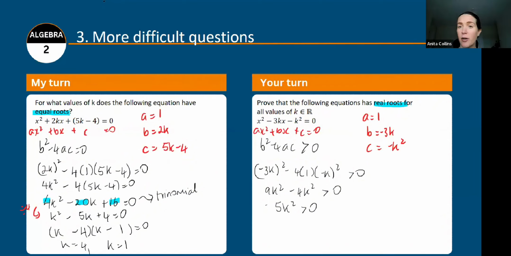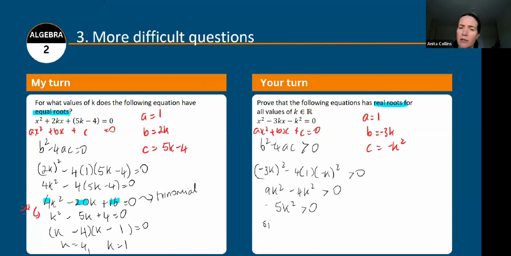Okay, if you've got this far, you've got most of the marks in an exam question. We're asked to prove that it has real roots. So we're being asked to prove that the discriminant is greater than 0. In order to get this far, you should have just been able to follow the steps through and do what you normally do. But now this last bit, prove that it has real roots. So we're trying to prove that the discriminant is positive.